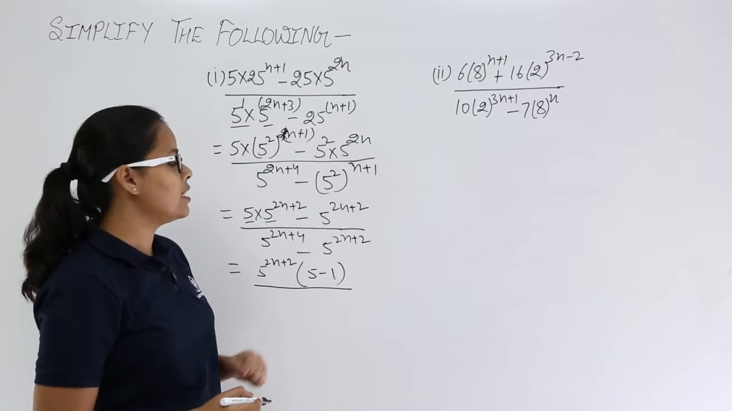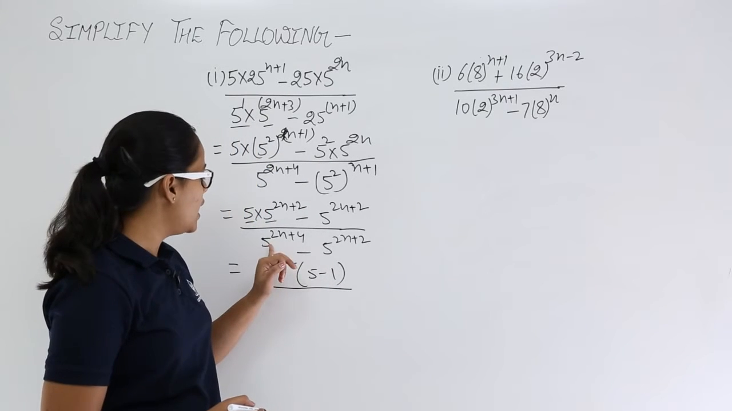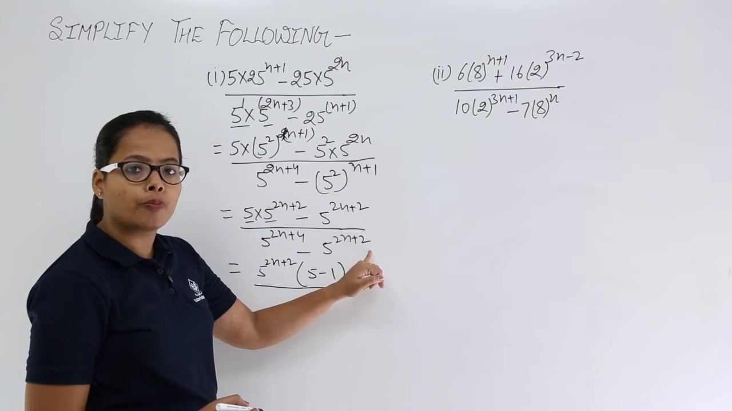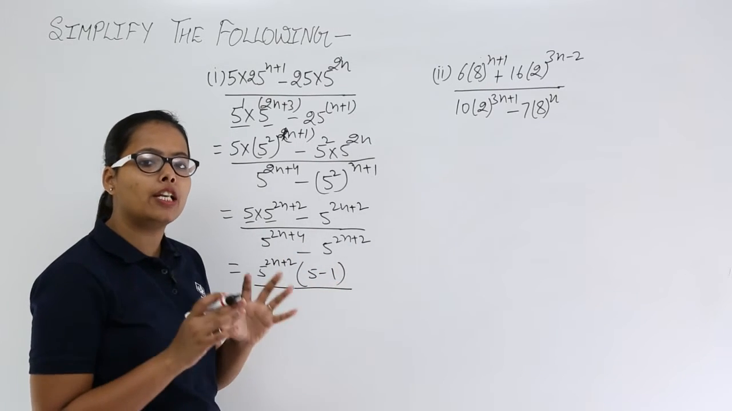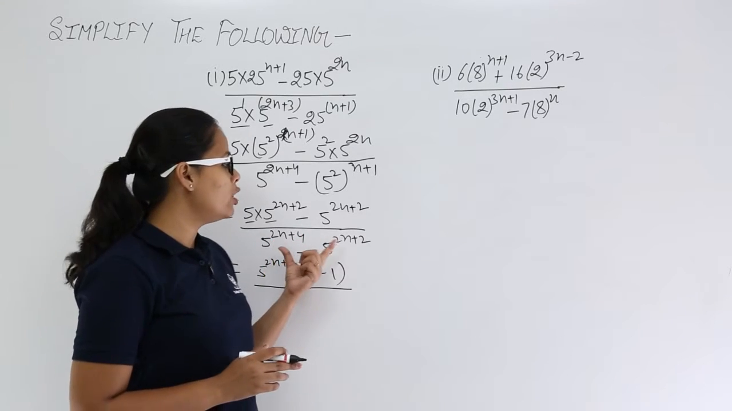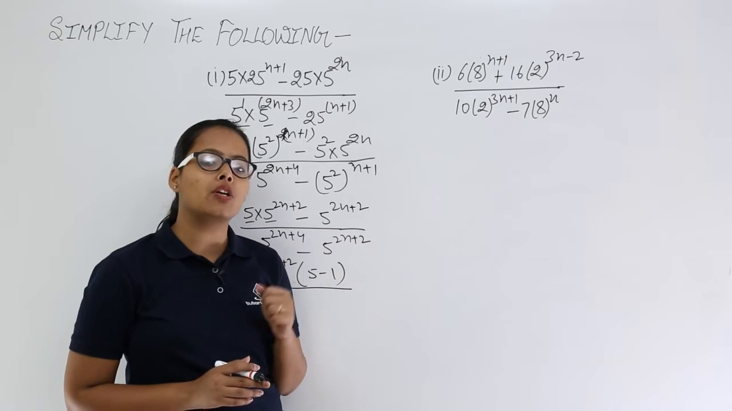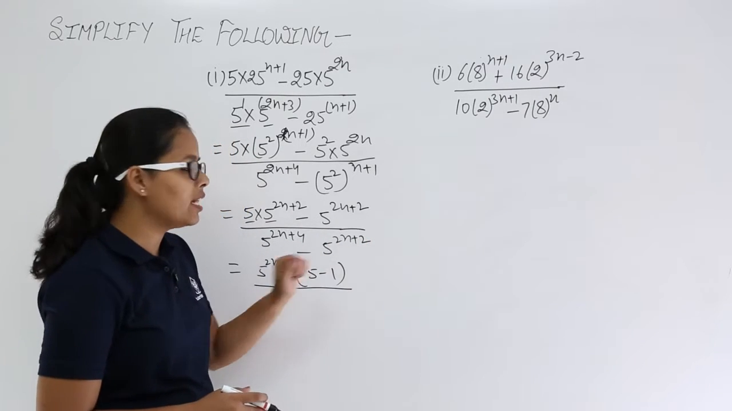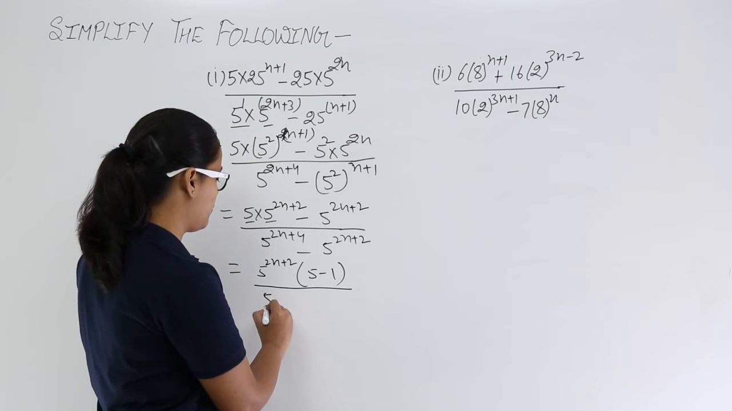Now in the denominator you can see that it is 5 raised to 2n plus 4 and this is 5 raised to 2n plus 2. Which one is greater, considering the value of n is positive? This value will of course be greater. When two values are in subtraction, which value will you take common? You will always take the smaller value as common. So we will take this value common.